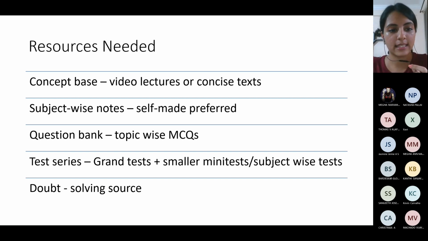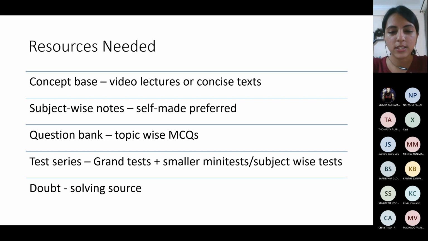The next thing is test series. So you need to keep attempting grand tests and also smaller tests, because grand tests take a whole 3 hours to write, and you can't be writing that every day. So in between your grand tests, you need to be writing smaller tests, subject wise or mixed, that doesn't matter.